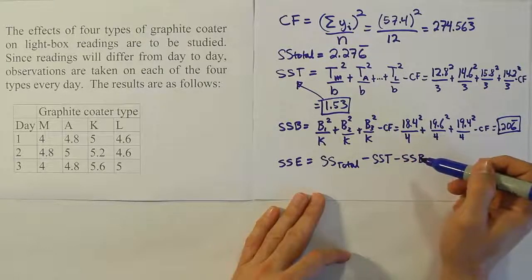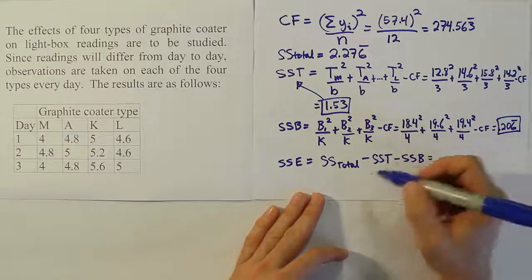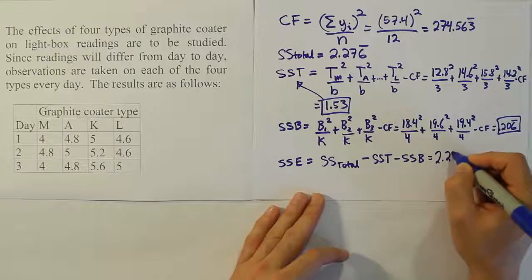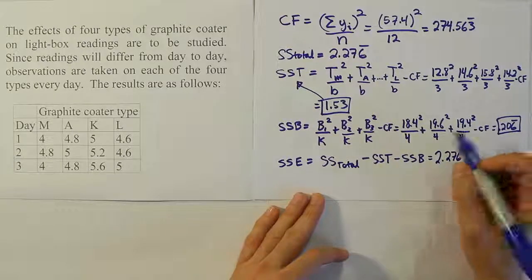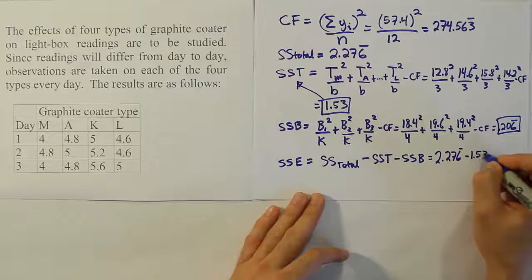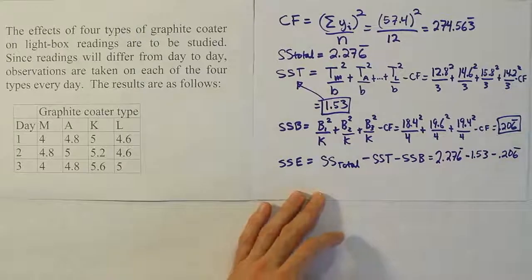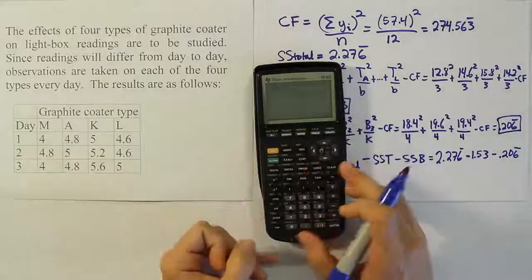So that's kind of the idea. All right, not kind of, it's exactly the idea. So we're going to take the total and subtract off these numbers. So it's 2.276 repeating minus 1.53 minus 0.206 repeating. Let's see what that ends up giving us for the sum of squares for error.